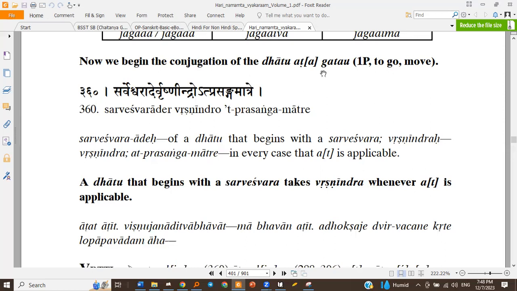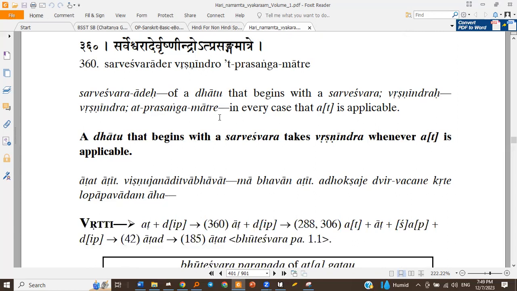So the next one is Atagatau, Sarveshwar Adir. It will take the normal forms: Atati, Atataha, Atanti, Atyate. Then Vidhi: Atet, Atetam, Ateyuh, Atatu, Atetam, and so on. Then Bhuteshwara. From Sarveshwar adir, Vrishnindra comes in the case of At prasanga. A dhatu that begins with the Sarveshwara, that is A, takes Vrishnindra whenever At is applicable.